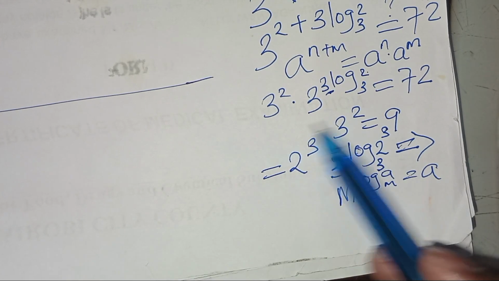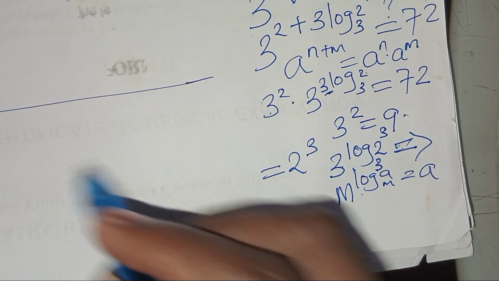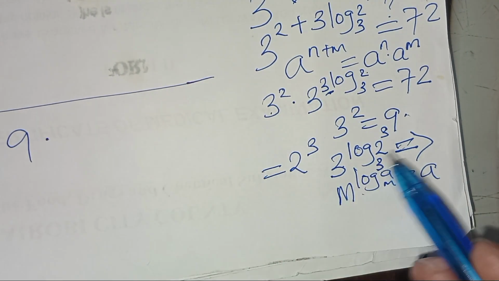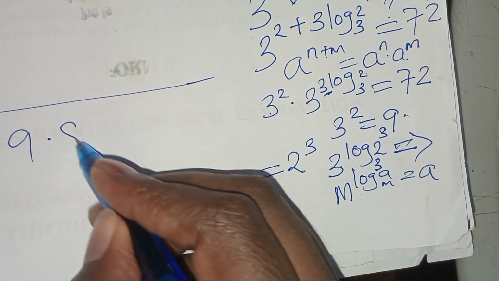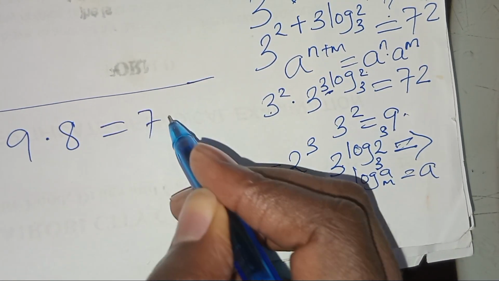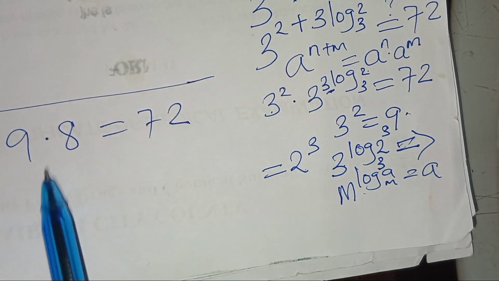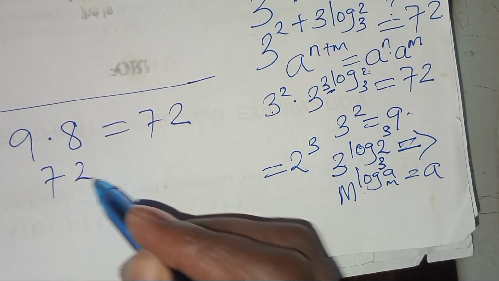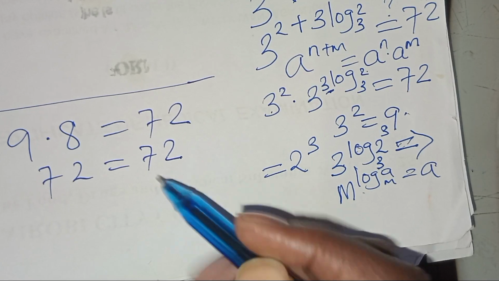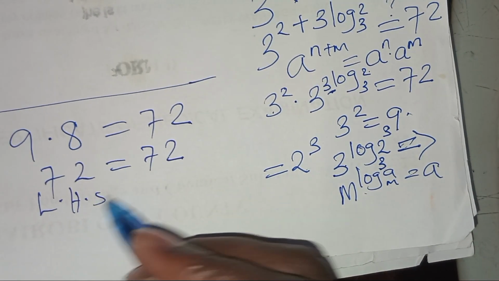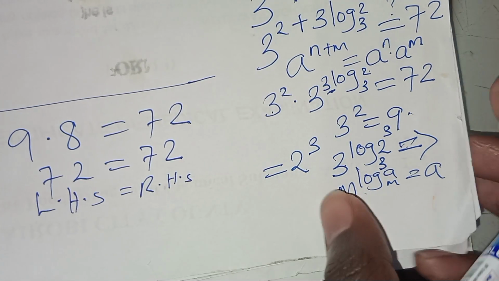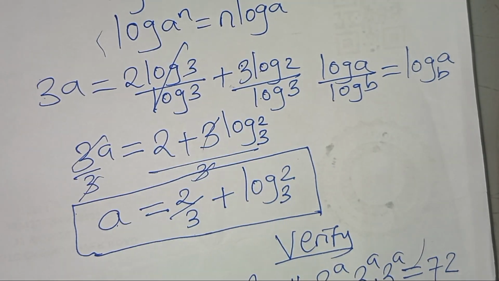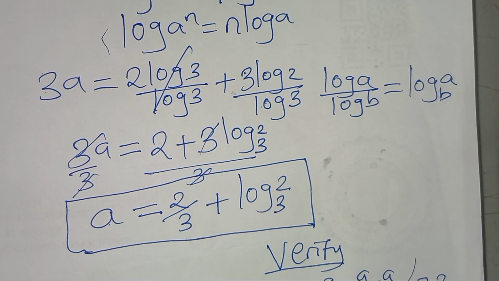And that means we have 3 squared, which is 9, times 2 to power 3, which is 8. This should give us a value of 72. 9 times 8 is 72, which is equal to 72. So the left hand side is equal to the right hand side. And that affirms that the value of a, which is basically 2 over 3 plus log 2 to base 3, actually satisfies the equation.